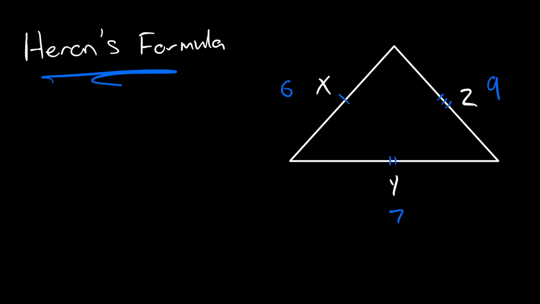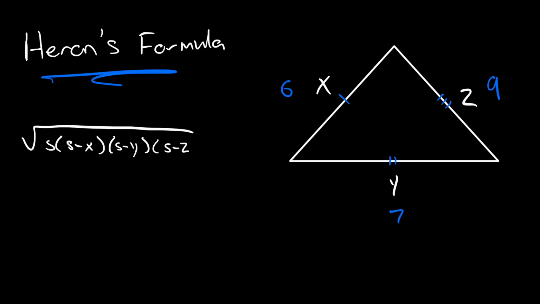Heron's formula is the square root of S times S minus X times S minus Y times S minus Z, where S equals X plus Y plus Z divided by 2. In Heron's formula, the area is calculated using the square root of the product of the semi-perimeter, which is S, and the differences between S and each side length.